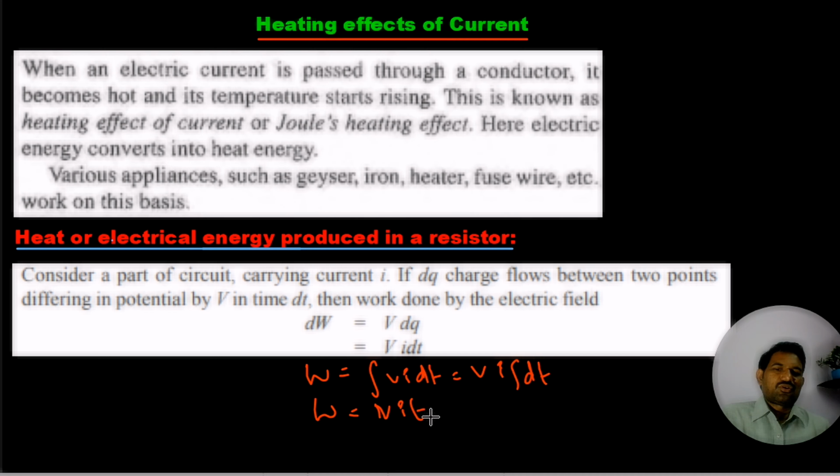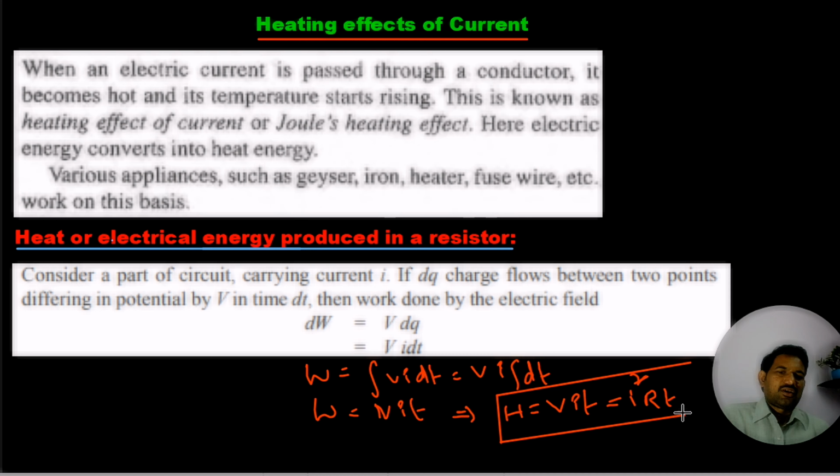This is the amount of work done, and this work done we can take as the heat produced. So the heat produced in this resistor in the given time interval we can write as VIt, or this is nothing but I squared Rt. And so this is nothing but our Joule's heat expression. We call this the Joule's heat expression.